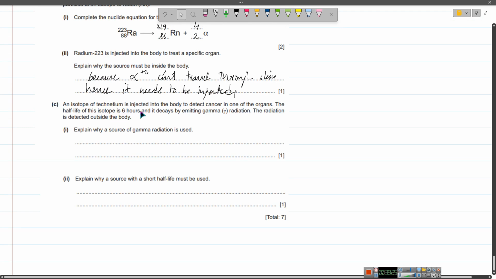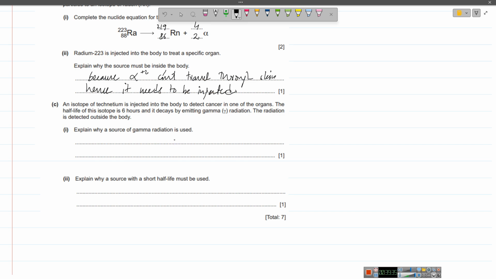An isotope of titanium is injected into the body to detect cancer in the organs. The half-life of the isotope is 6 hours. It decays and the radiation is detected. Explain why a source of gamma radiation is used. Because it can travel through the body and come out to the detector, right? Now we want some radiation that is actually able to go through the body and come to the detector. Explain why the source must have a short half-life.